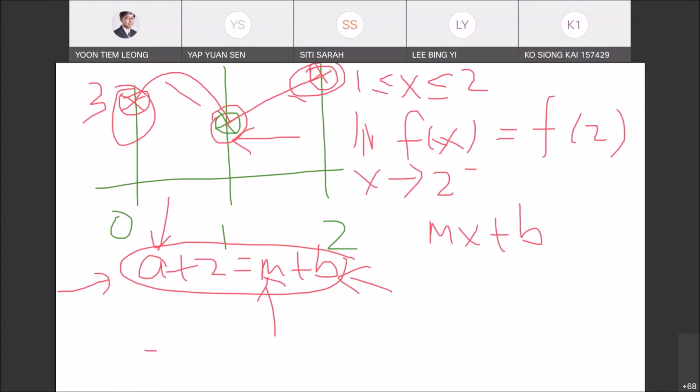Let's see what happened. When x equals 2, the function from the left is equal to 2m plus b. Okay. So you have the value of the function f at 2 equal to 2m plus b.